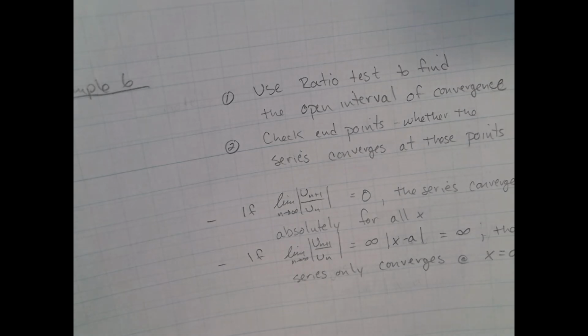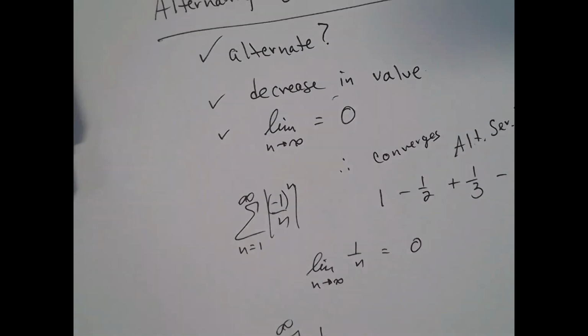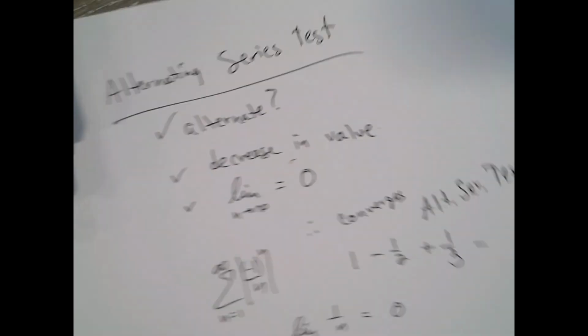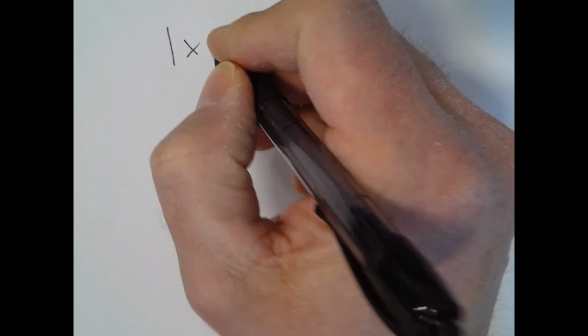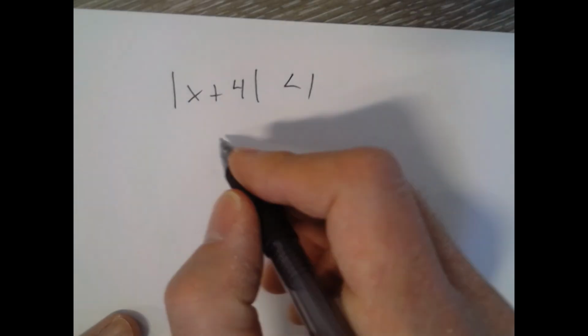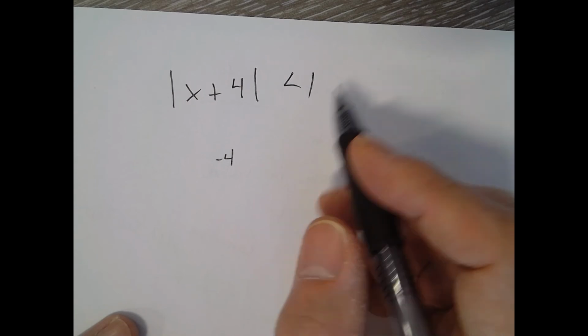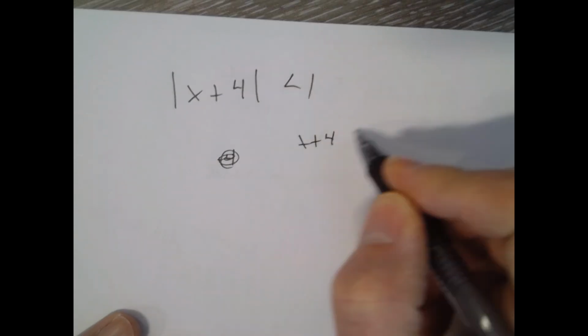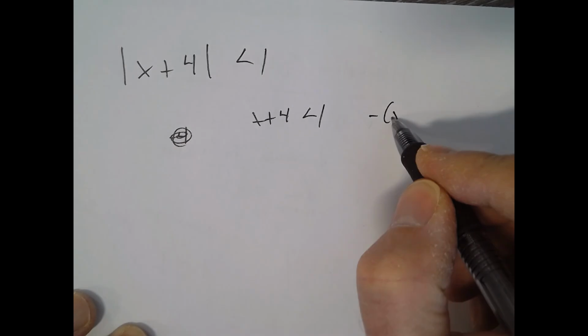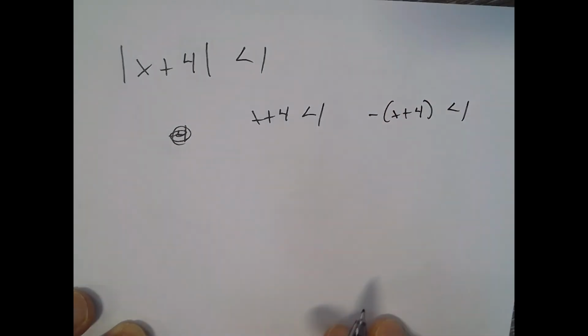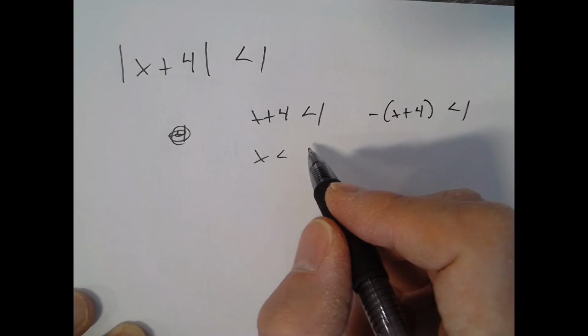Okay. So up until this point, we have used the ratio test to find intervals of convergence, but we have not checked the endpoints. What I mean by endpoints: if I end up getting x plus 4 less than 1, then I know that the center is at -4 with a radius of 1. Well, I'll show you. X plus 4 is less than 1, or the opposite of x plus 4 is less than 1. So x is less than negative 3.